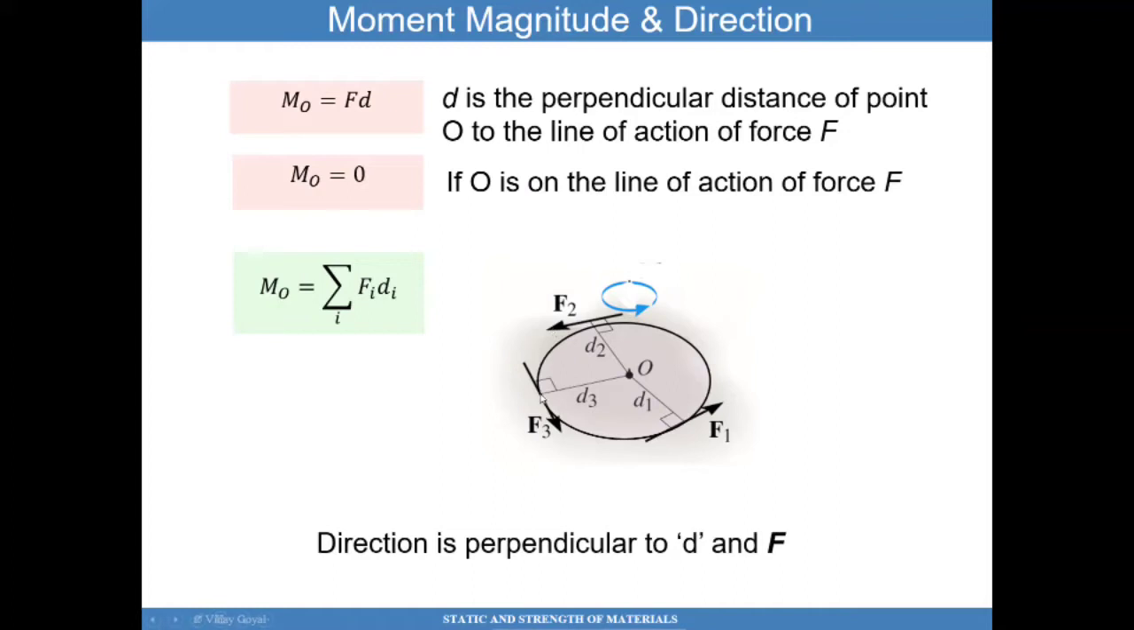If you have several forces, F1, F2, F3, each of them will also produce a moment, and you can basically superimpose their effects. So for example, what is the total moment due to these three forces applied at a distance about O? It will be F1 times D1 plus F2 times D2 plus F3 times D3. The direction is perpendicular to D and F in this case. So the direction of that moment will be perpendicular to both D, this distance here, and the direction of the force.